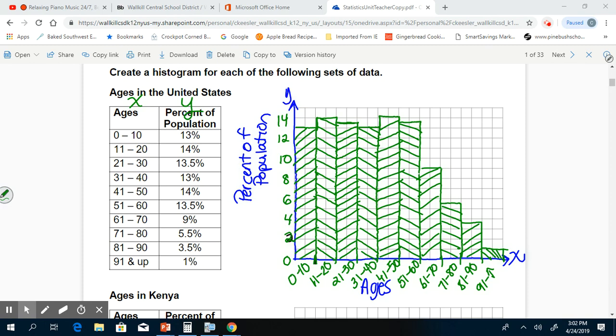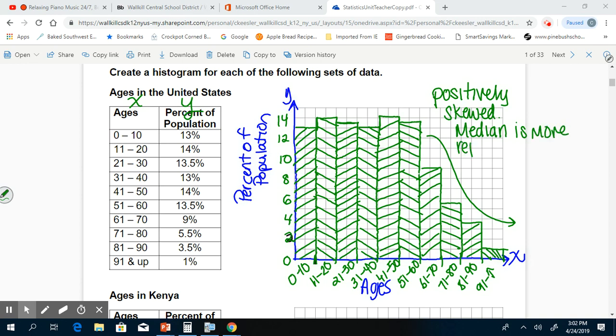We can now talk about this histogram as being either symmetric or skewed. In this case, because there is not a peak in the middle and the numbers dip down on this end, we could talk about there being a tail here. So this is what we would call positively skewed. So the median is more representative, as the older ages will pull up the mean.